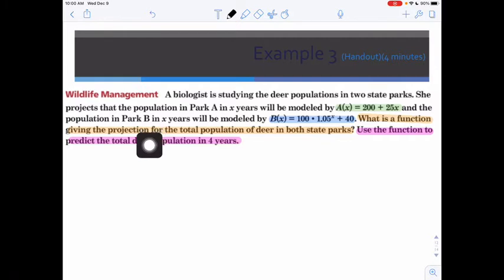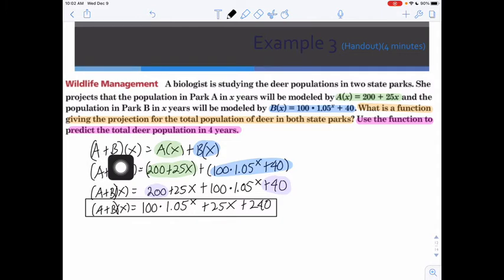When it says the total deer population in both state parks, we're talking about A of x and B of x, so we are going to add these two together. Since we're looking for A plus B of x, we're going to take A of x and add it to B of x. We know that A of x is 200 plus 25x, and B of x is 100 times 1.05 to the x power plus 40.